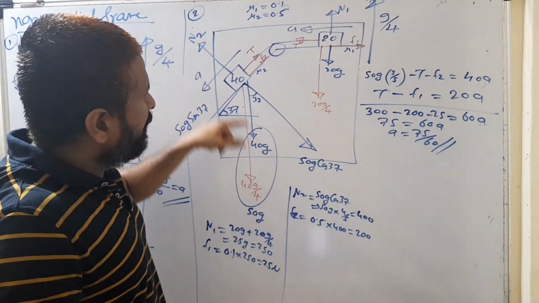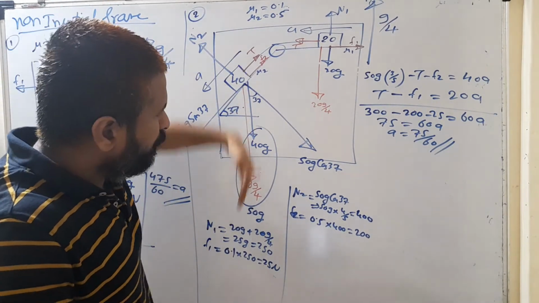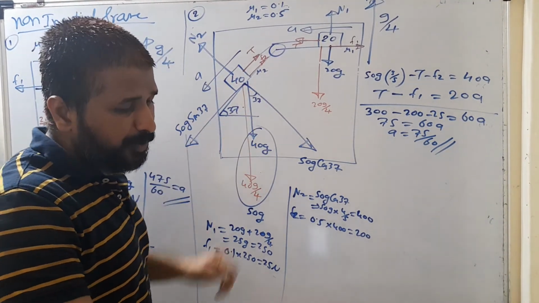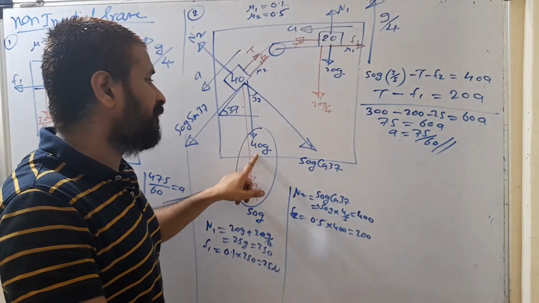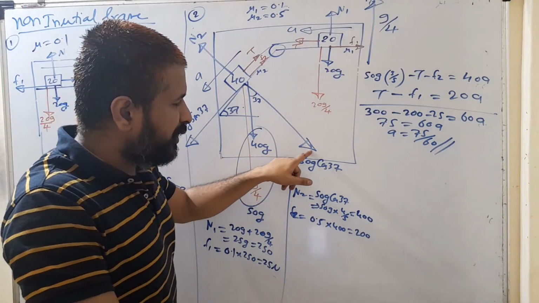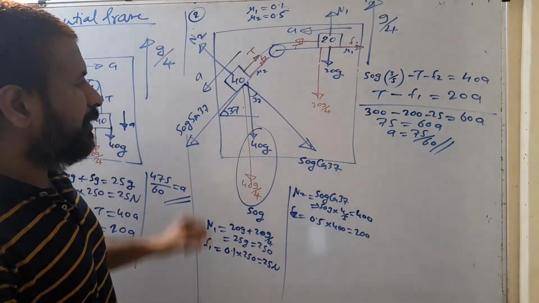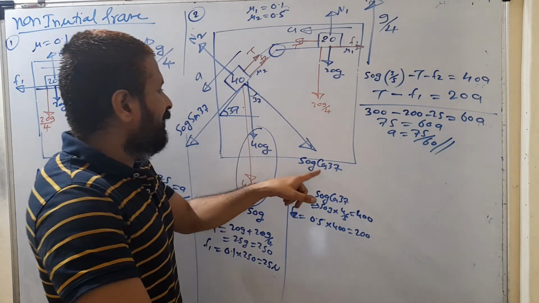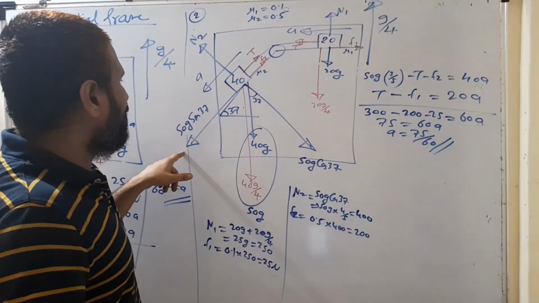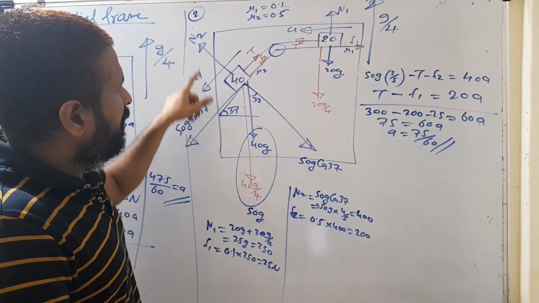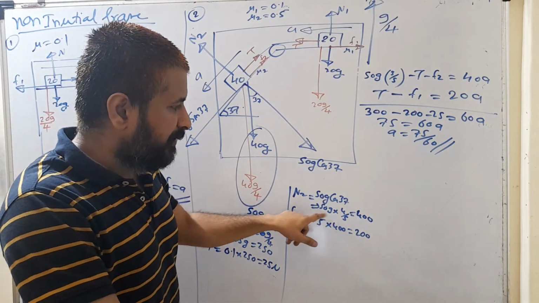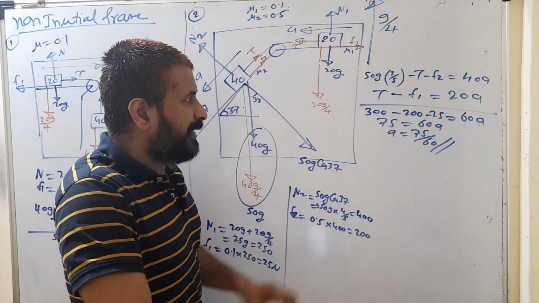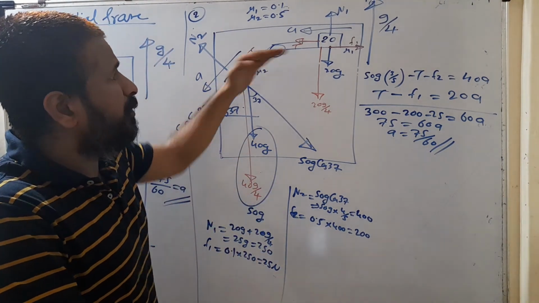Now, but I cannot say N2 is equal to 50 g because 50 g is acting vertically downward and N2 is the force which is perpendicular to the surface. Normal action force is always perpendicular to the surface. So you have to resolve this force into two components. The component which is perpendicular to the surface and the component which is parallel to the surface. The component which is perpendicular to the surface is 50 g cos 37. It gives you the normal, and the component which is parallel to the surface is 50 g sin 37. So now N2 is equal to 50 g cos 37. That you can simplify. You are getting 400. Frictional force is what? 0.5 into 400. That is 200. So we are getting the frictional force acting on both the surfaces.